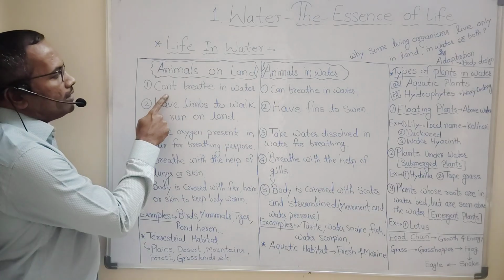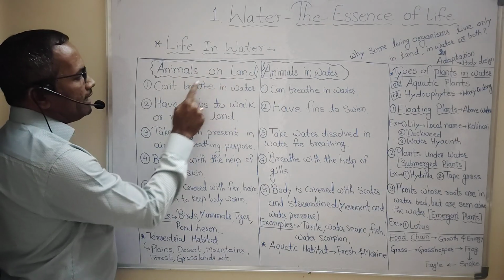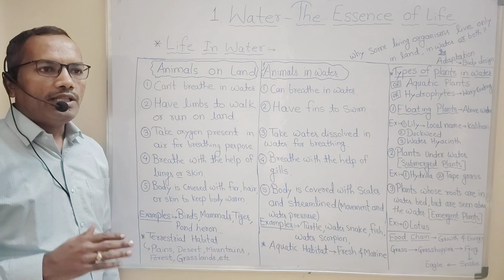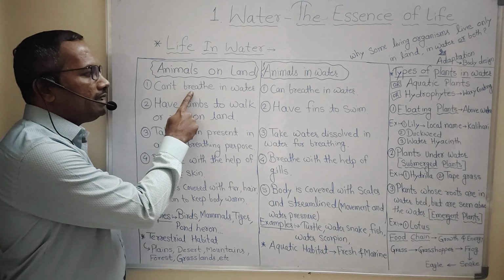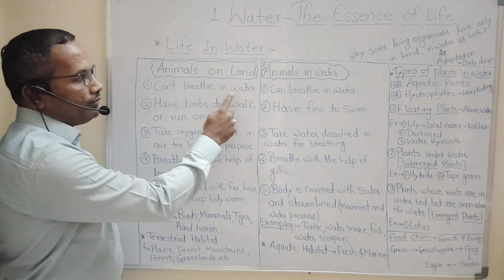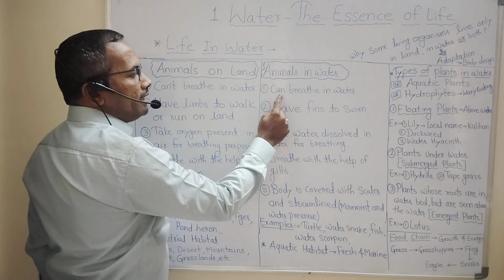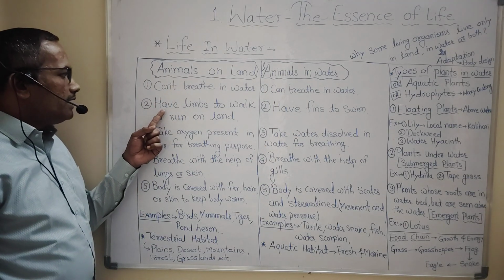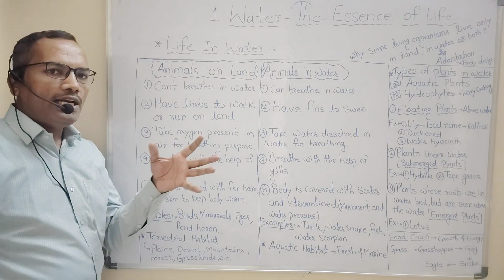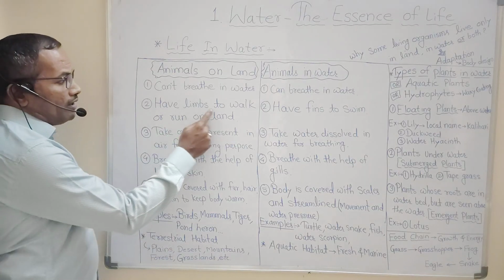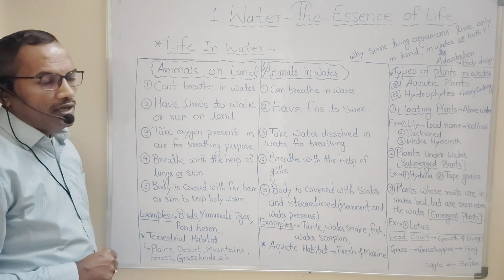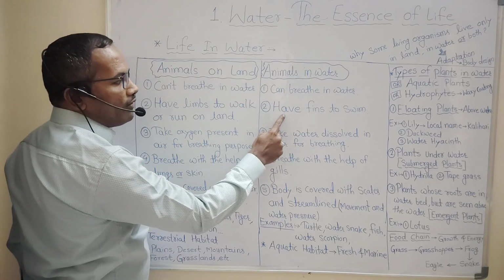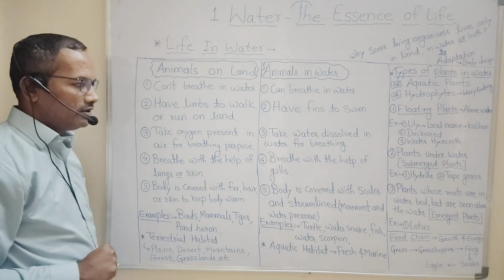First is the first feature of animals which live on land: they can't breathe in water. When they enter the water, they cannot perform breathing inside the water. But animals in water can easily breathe in water. The second important feature of animals on land is they have limbs, means hands and legs, forelimbs and hind limbs, to walk or run on land. But such kinds of limbs are absent in animals who live in water. So they have fins to swim inside the water.